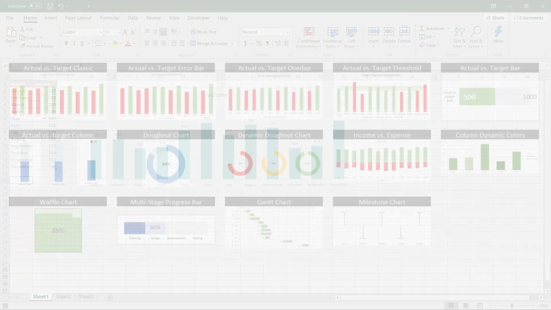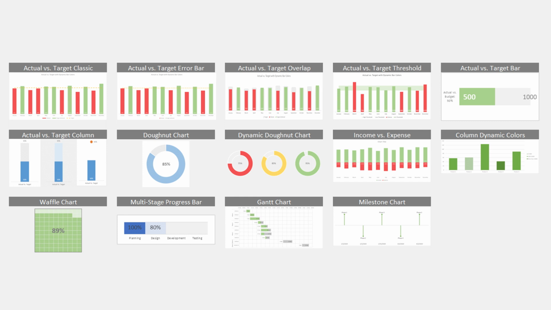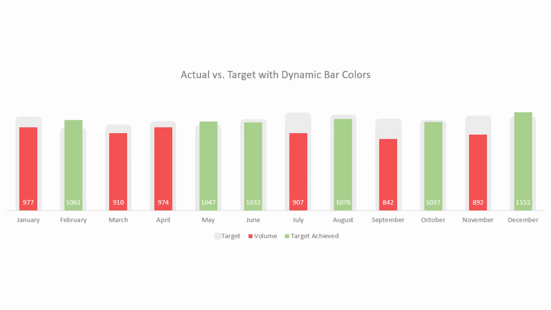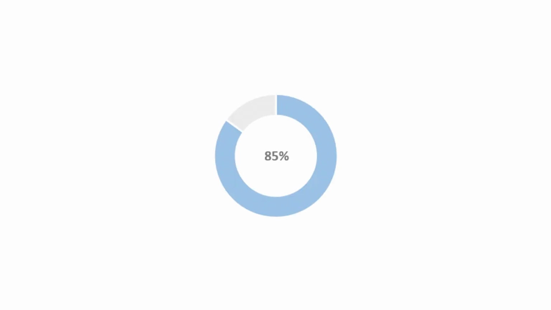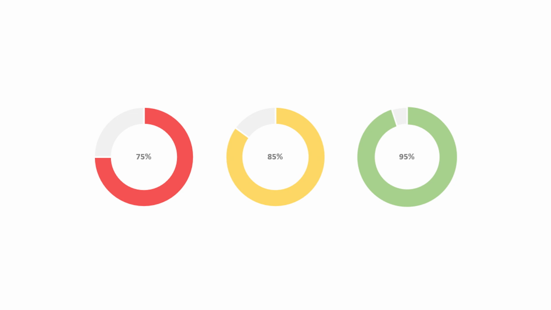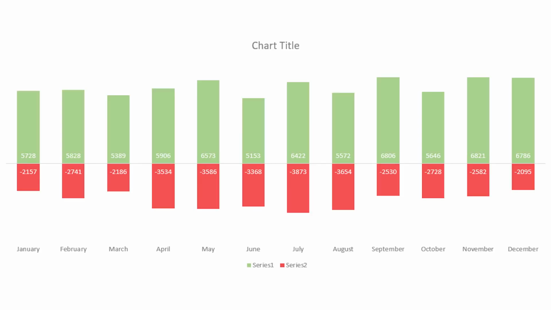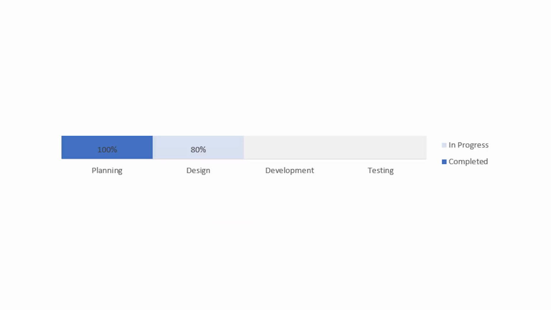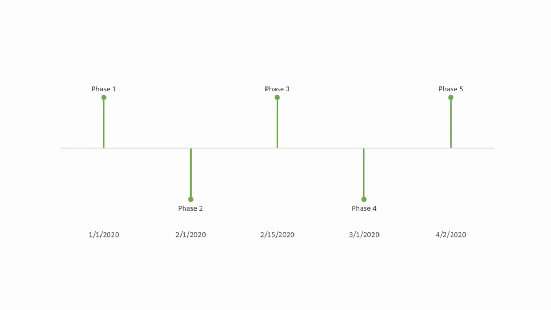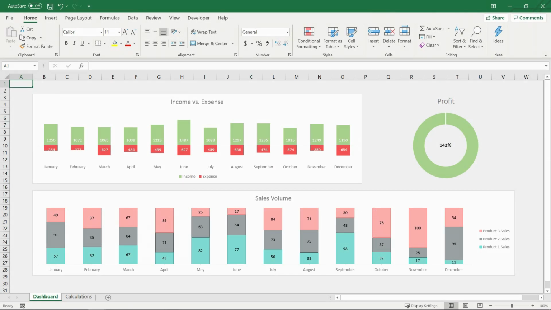Now let's go to the Advanced Charts Master Workbook. It currently contains over 15 different advanced dynamic charts. These are 4 different actual versus target column charts with dynamic colors, an actual versus target bar chart, an actual versus target column chart, a classic progress donut chart and donut charts with dynamic colors, an income versus expense chart, column chart with conditional formatting, a waffle chart, a multi-stage progress bar, a Gantt chart, and a milestone chart. As you see, this is an incredible value, considering how much time can be saved by simply having these amazing charts at your disposal.